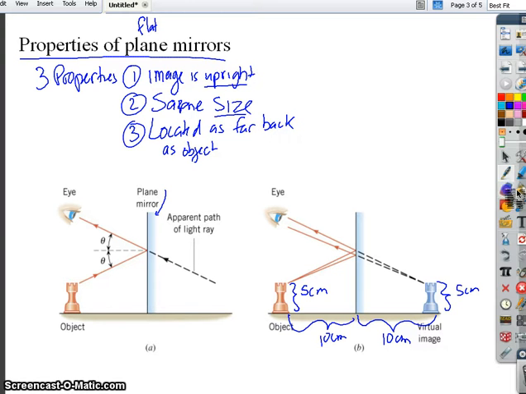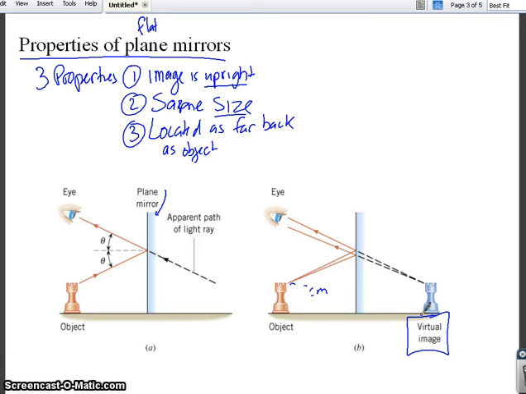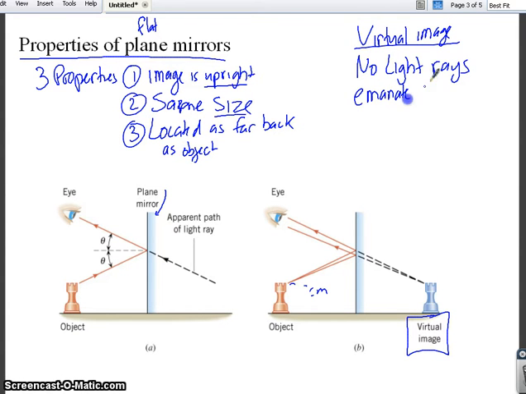As you can see in my picture, this rook on this side is called a virtual image. A virtual image, because no light rays emanate from the image. What does that mean? This image is not producing light.